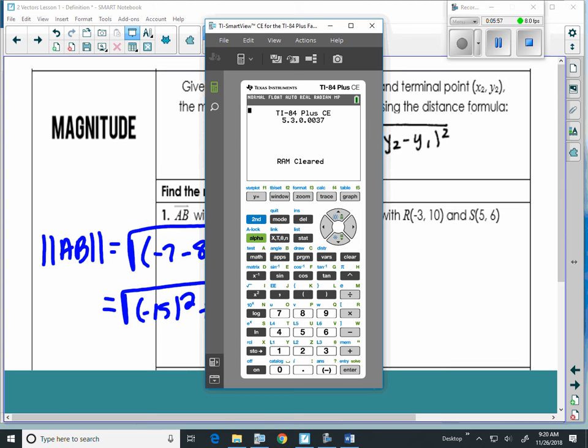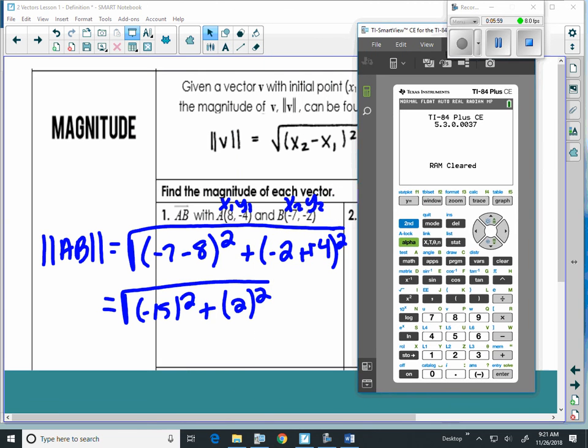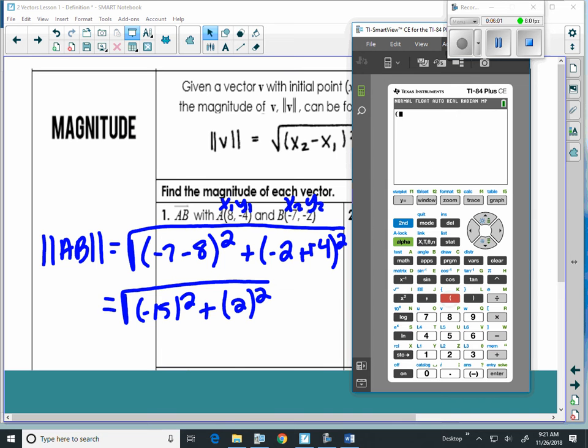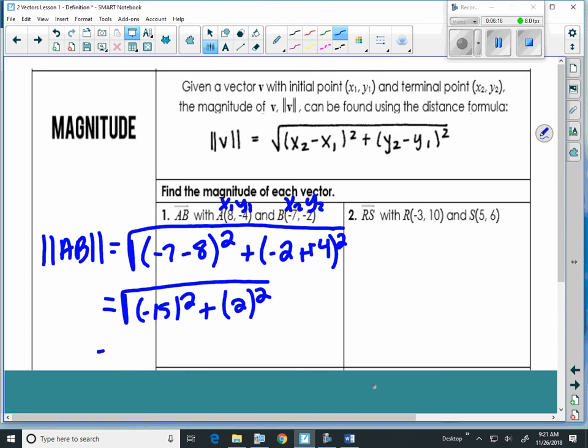Okay, so for my calculator here, I'm going to do negative 15 squared plus 2 squared. Okay, again, put it in parentheses, makes your life a lot easier. 229. Now, that's not the final answer because we still have our square root.